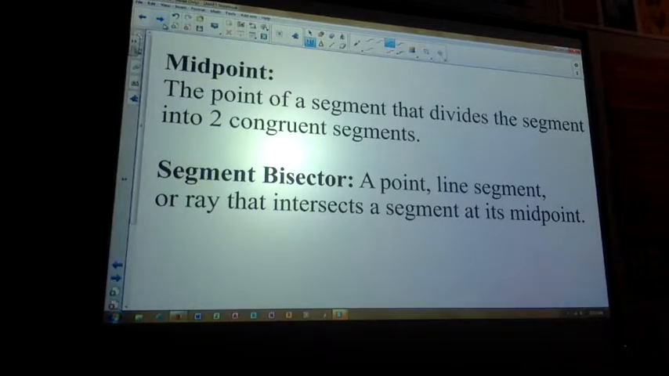So midpoint, the point of a segment that divides a segment into two congruent segments. A segment bisector is a point, line segment, or ray that intersects a segment at its midpoint. So a midpoint, you just cut a line segment into two equal parts. Okay, if you knew that the distance was 10, that means that if you had the midpoint, each segment would then be 5 and 5.